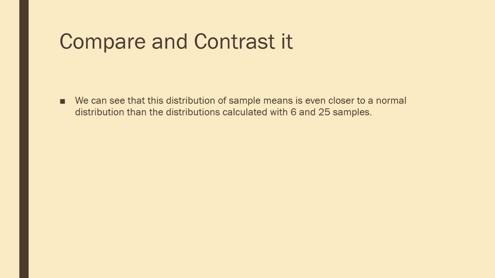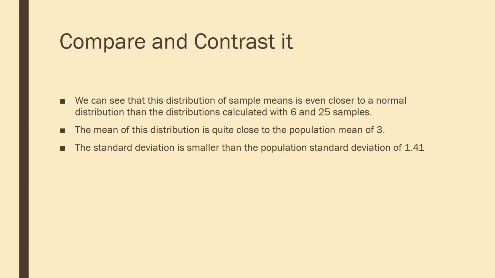Now, we can see that this distribution of sample means is even closer to a normal distribution than the distributions calculated with 6 and 25 samples. So the more samples we have, the more normally distributed it's going to look. And the mean of the distribution is quite close to the population mean of 3. And the standard deviation of the sampling distribution, which is called a standard error, is smaller than the population standard deviation of 1.41. So that's what we learned so far.